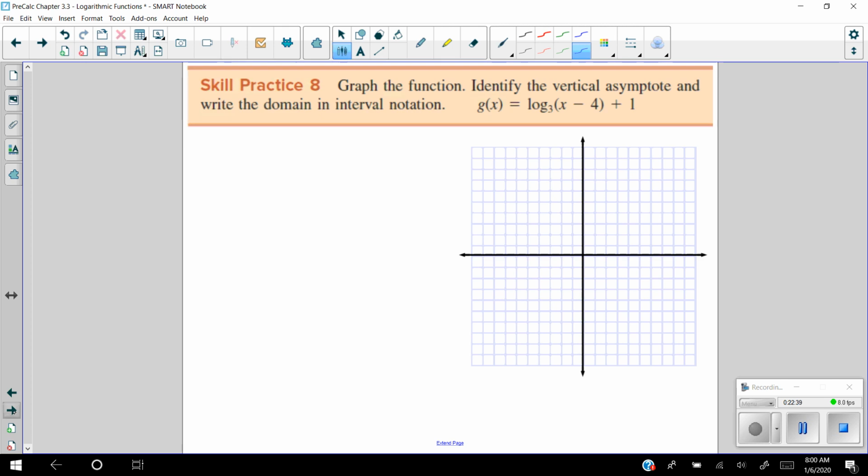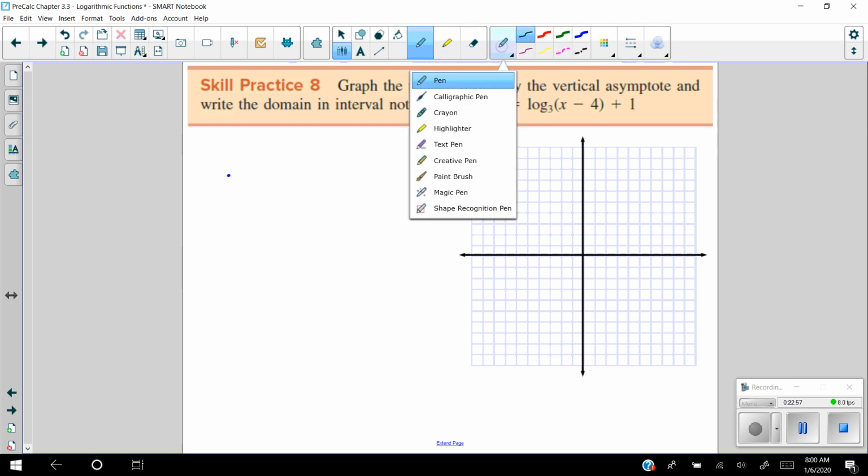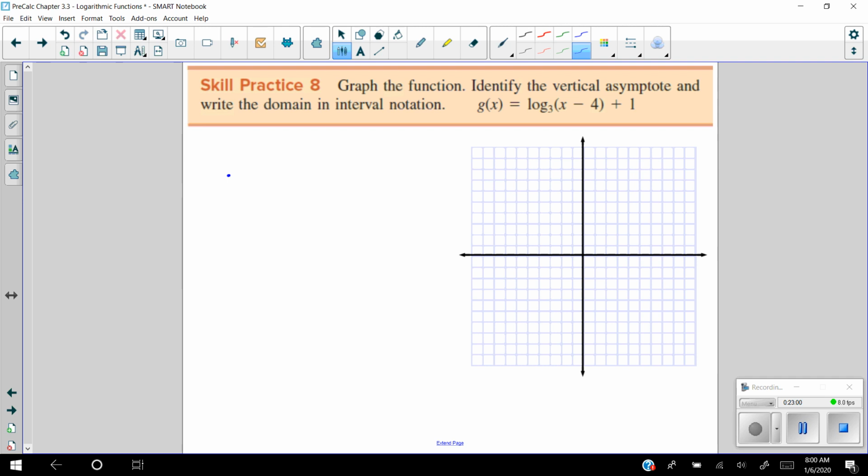So in this example, we have log base 3 of x minus 4 plus 1. So the horizontal shift, this moves left 3. Oh, excuse me, I totally messed up. I don't even know what I'm looking at. This moves right 4, up 1. The right 4 is what moves the vertical asymptote to x equals 4.